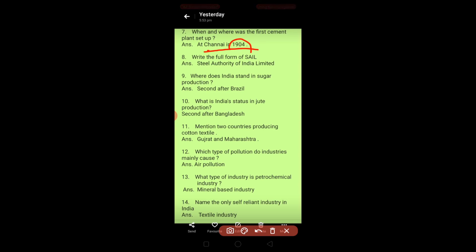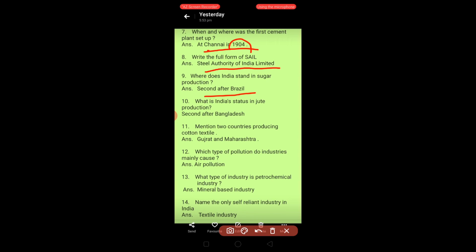Write the full form of SAIL, Steel Authority of India Limited. Where does India stand in sugar production? Second after Brazil.